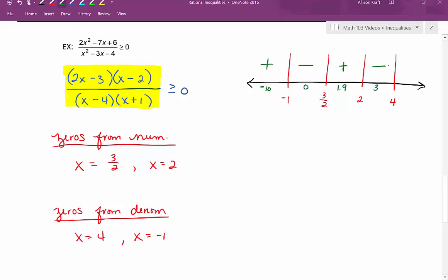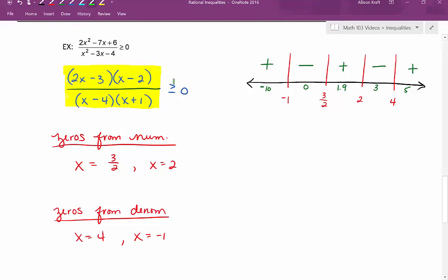Our last interval, I want to choose a number greater than 4. I think I'm going to use 5 this time. Plugging 5 into our first factor, 2x minus 3, gives us a positive. Plugging 5 into our second factor, x minus 2, gives us a positive. Plugging 5 into our third factor, x minus 4, gives us a positive. And plugging 5 into our last factor, x plus 1, also gives us a positive. So we ended up with 4 positives this time. The result of 4 positives is a positive.